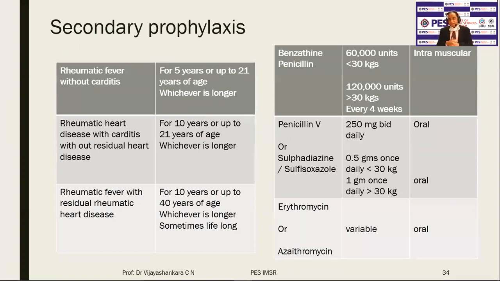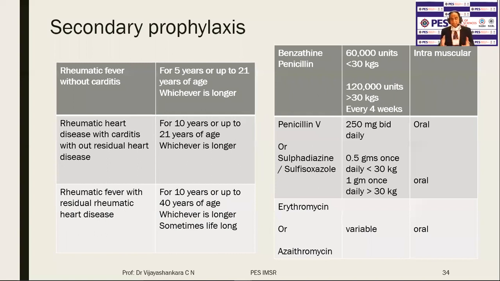the child did not have proper antibiotic therapy or no antibiotic therapy. The child has come to you with acute rheumatic fever, and the child has improved with your anti-inflammatory treatment. Now we have to prevent further streptococcal sore throat. So that's where we call it secondary prophylaxis. There are different groups which you have to see. Rheumatic fever without carditis: you give it for 5 years, or up to 21 years, whichever is longer.